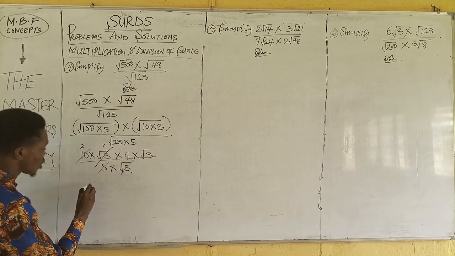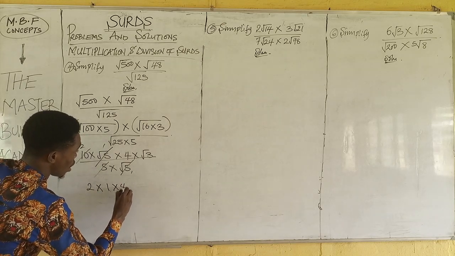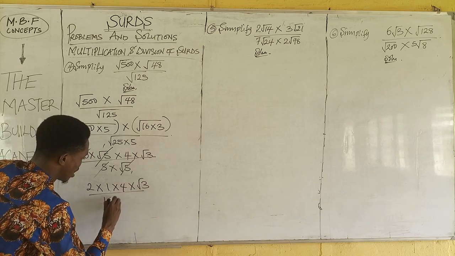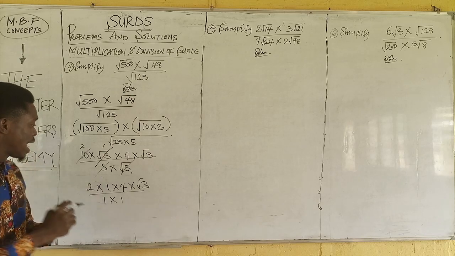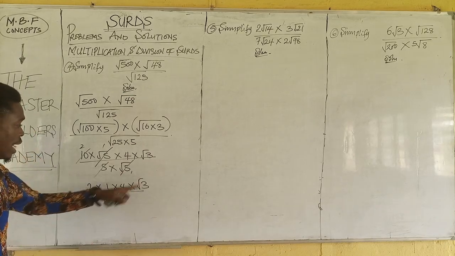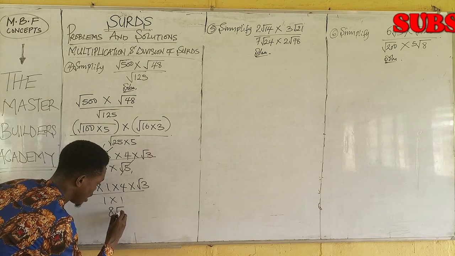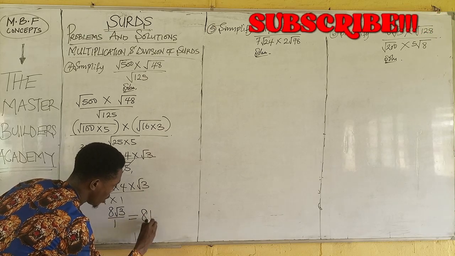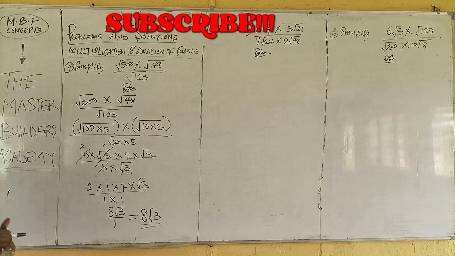So at the numerator, we are going to have 2 times 1 times 4 times root 3, while at the denominator, we just have 1 times 1. Now, 2 times 1 is 2. 2 times 2 is 4. 2 times 4 is 8. And 8 times root 3 is 8 root 3 over 1. And this is 8 root 3. This is the answer to this very question.